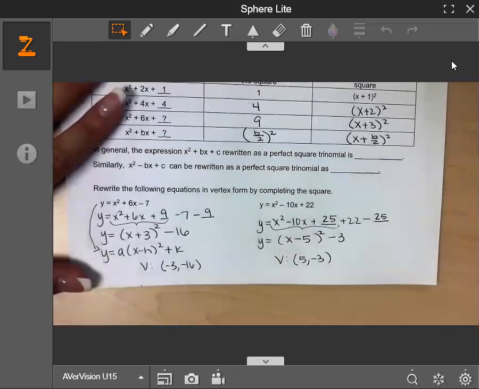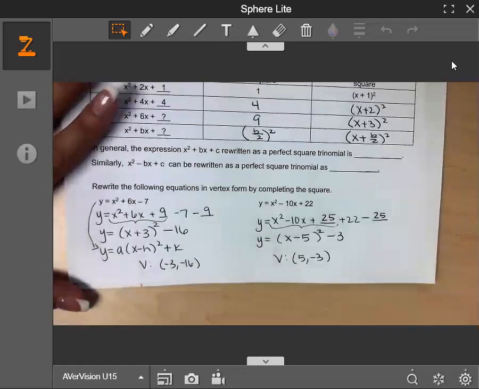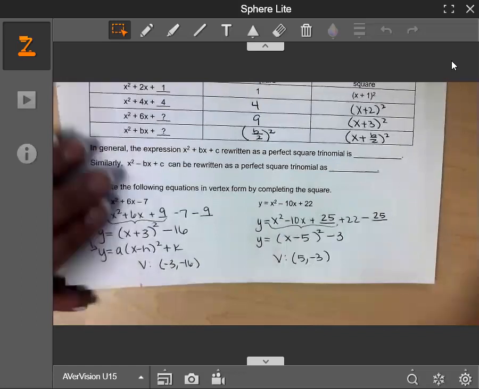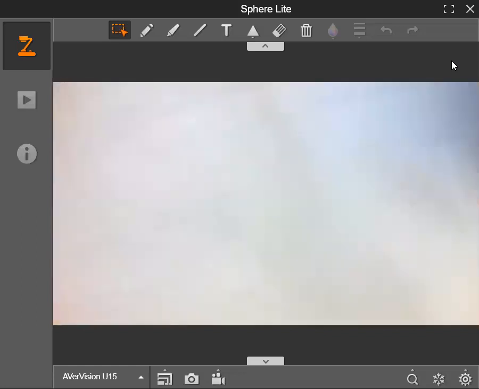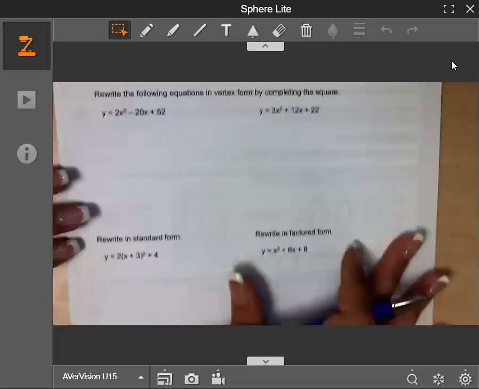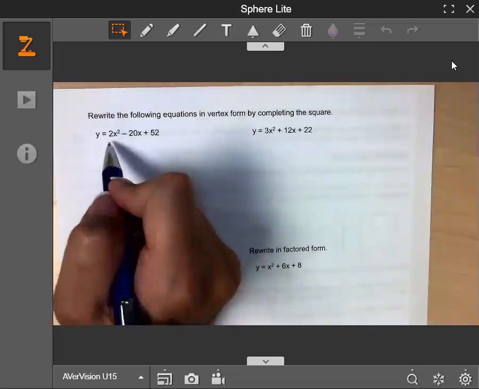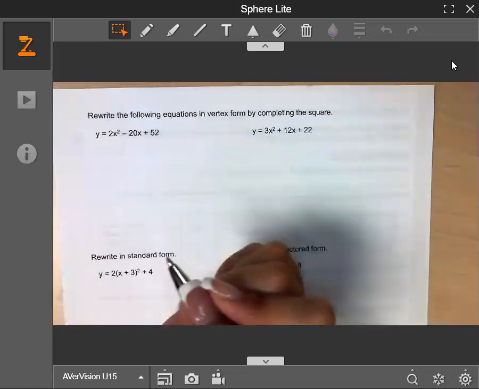You'll see questions on the test where they give it to you in standard form and ask you for the vertex. That is what you need to do in order to get to the vertex. All right. We're going to get to some that are a little bit harder just to make sure that you can do those with an a value. So there's a little more thought that goes into the ones with the a value. Those are a little bit harder.